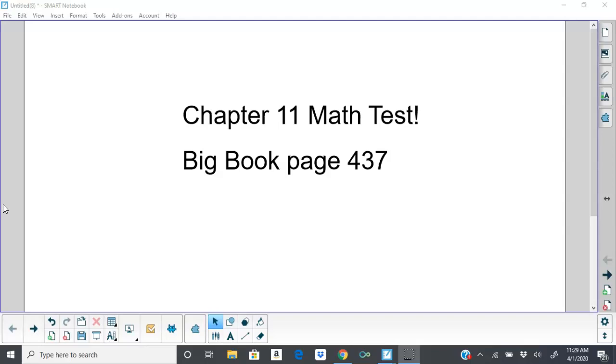Okay guys, so instead of the long division practice today, we're going to do the chapter 11 math test. And I'm going to read the questions for you so that you can have a little bit of help with this. So what you need to do is from your big book, you need to rip out page 437, and that's the assessment practice. And you're going to complete numbers 1 through 8 on the test.